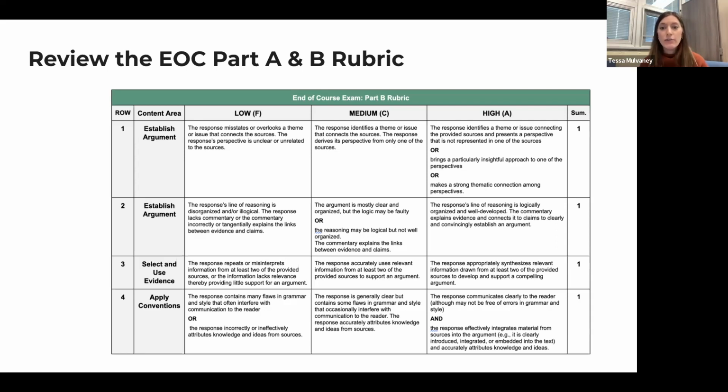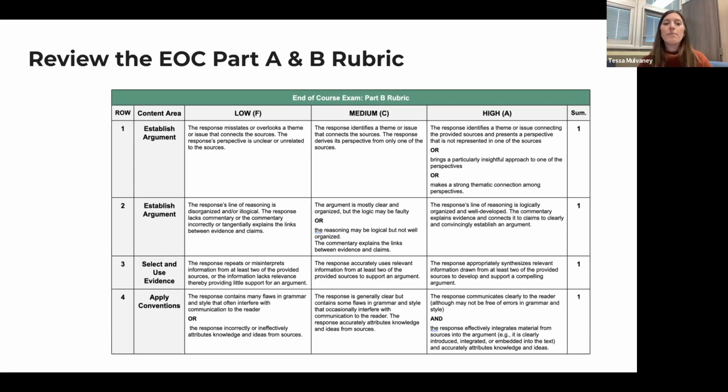Row 2 in your writing, this is where they're looking for you to establish your argument. You have a line of reasoning. You logically transition through a well-organized argument, well-organized essay, and that your analysis, your commentary explains the evidence that you're bringing in from at least 2 of those 4 sources. And you're clearly connecting your claims back to whatever your argument is.